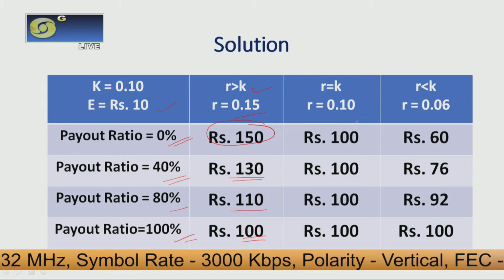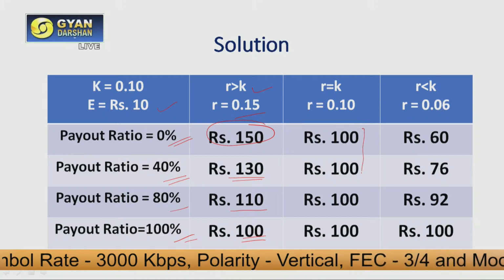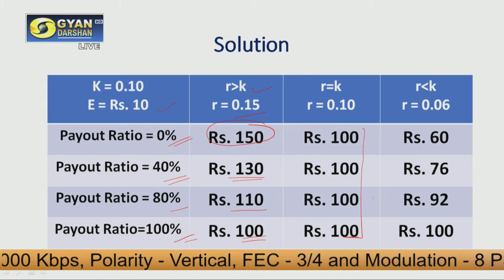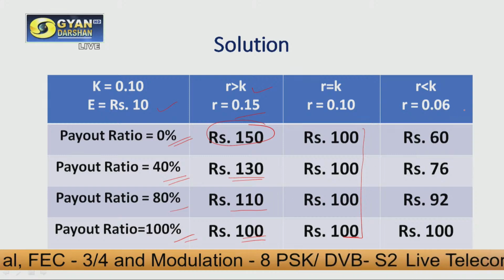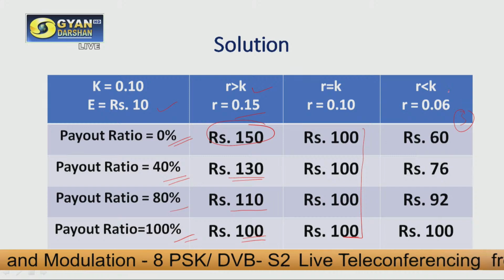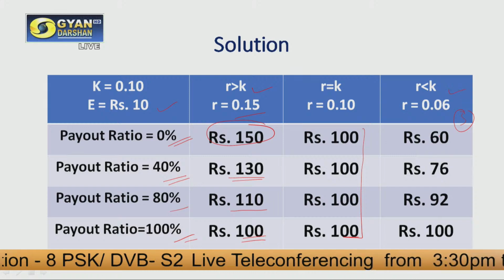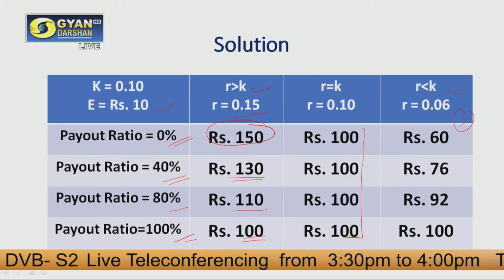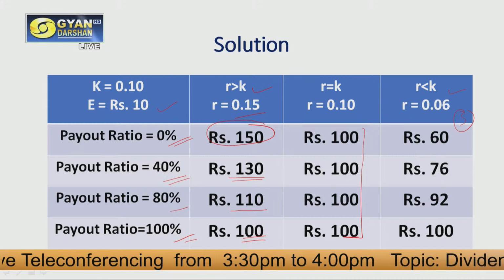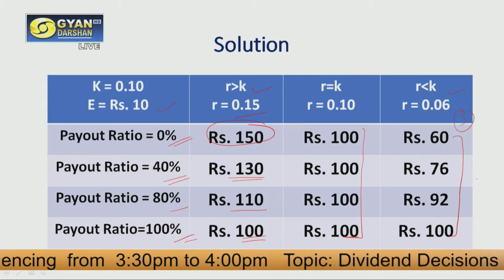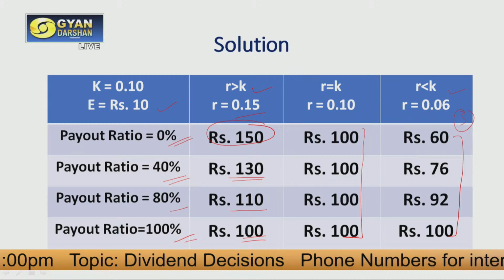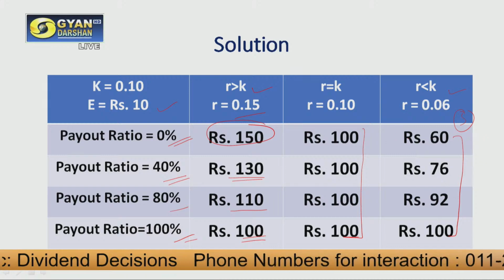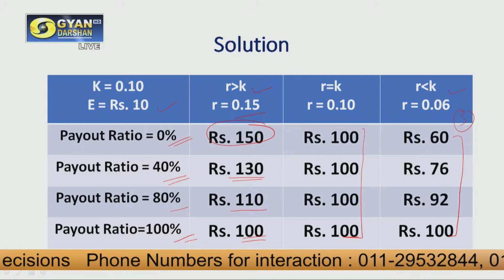In case of normal firm, when we do the same calculation, we can see that the price of share remains unchanged. But in case of declining firm, the third case, whenever R is less than K, R is 6% and K is 10%, we can see that the price of share is increasing when our payout ratio is also increasing. So therefore, we can say that yes, the concept of Walter's model is justified.